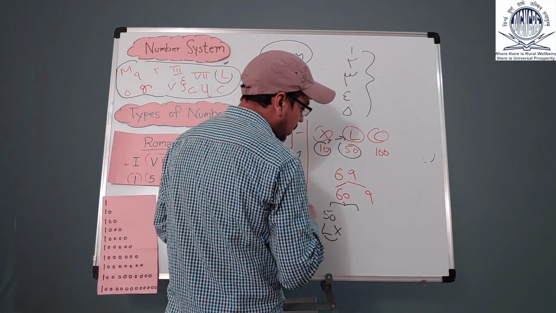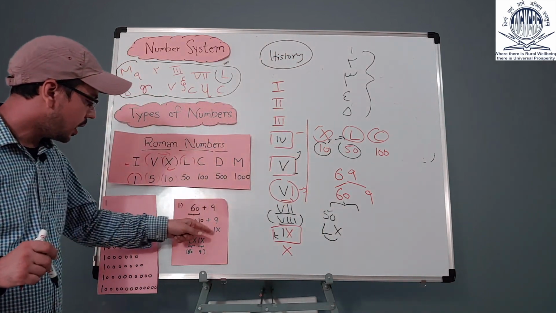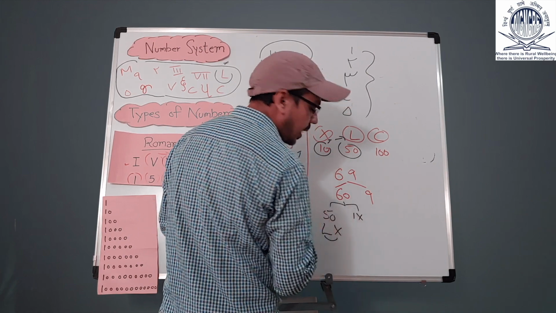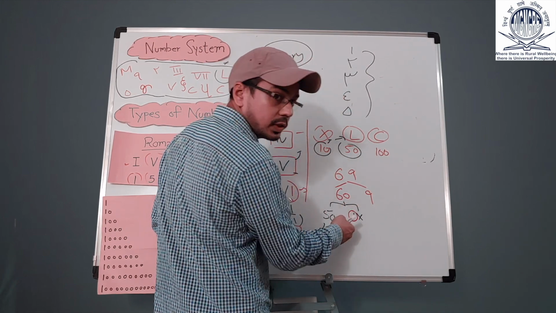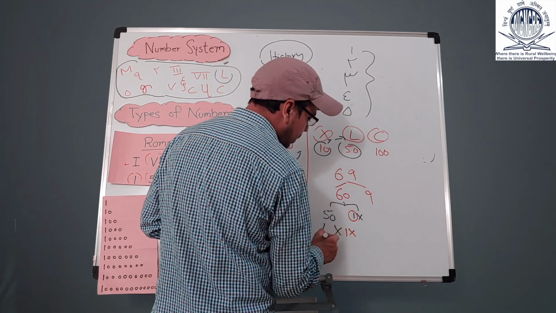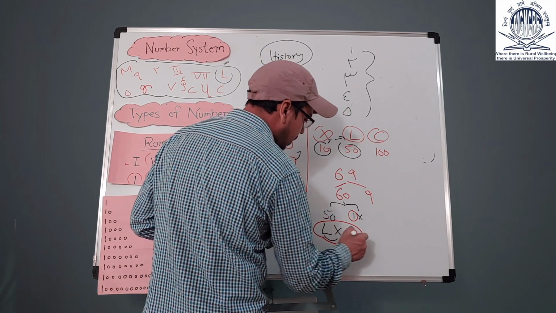So I put over here 9, this symbol, if you see, 9. And when I put 9 over here, I put it like this, X and this letter over here which subtracts, and ultimately I get this as my representation of 69.